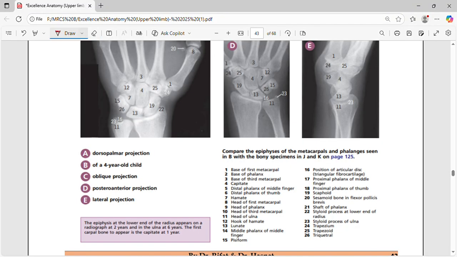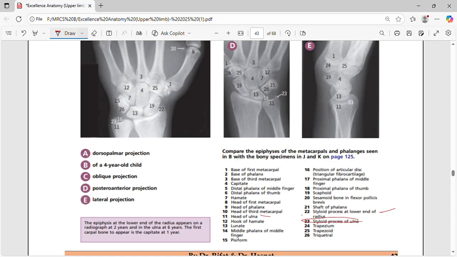So you can confirm here the styloid process of the ulna, number 23. Then we have number 11, the head, the distal end of the ulna, or head of the ulna. And then we have the radial styloid on 22, the styloid process of the radius.